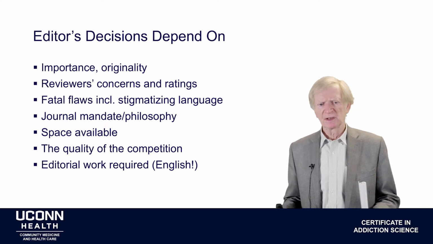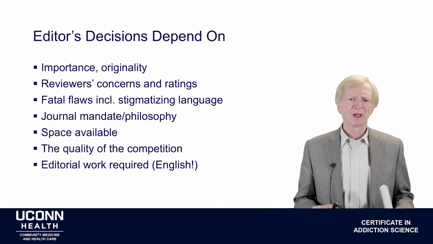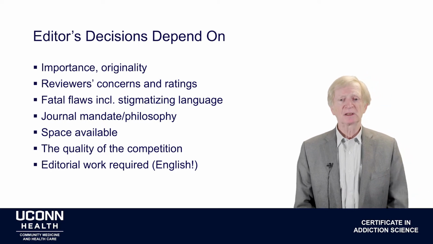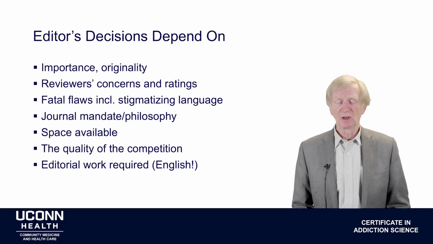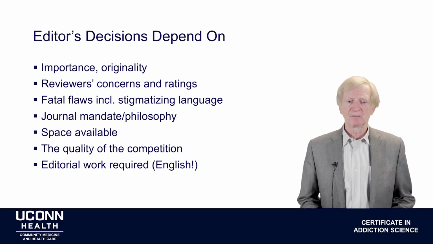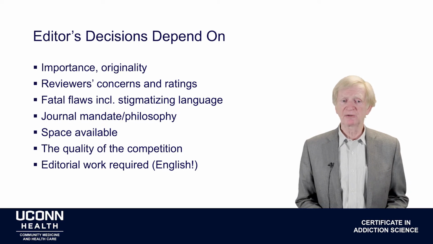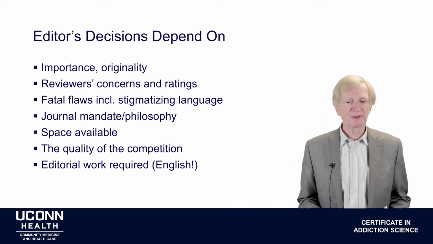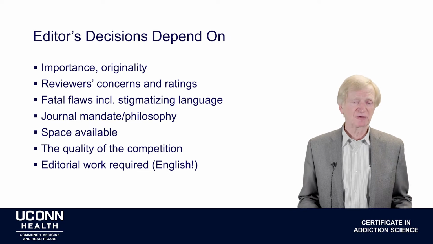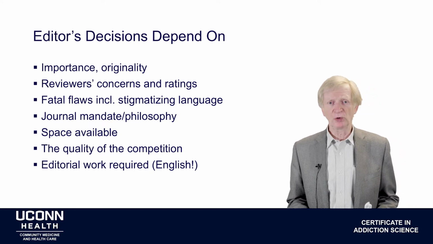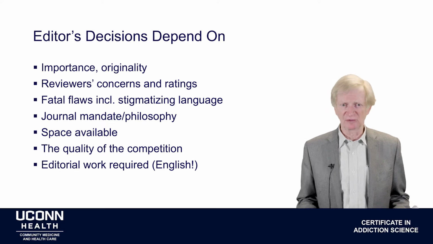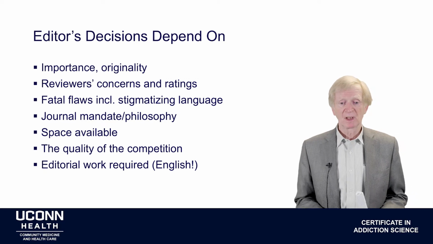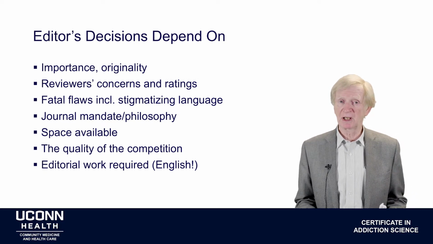If it has flaws that are acknowledged or correctable, and at the same time it's important and original, that may lead to the acceptance or a recommendation on your part for acceptance. But it's up to the editor to balance importance and originality with the methodology. And that depends on the journal's philosophy and the space available. Many good articles don't get published. Many good grant applications don't get funded because there's not enough space or not enough money. And the quality of the competition is important.